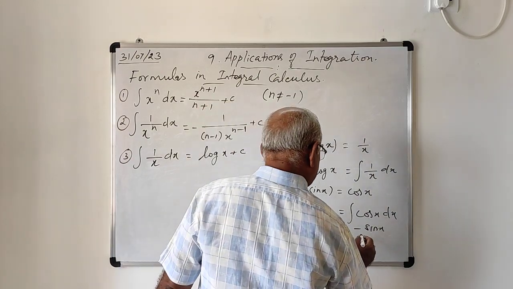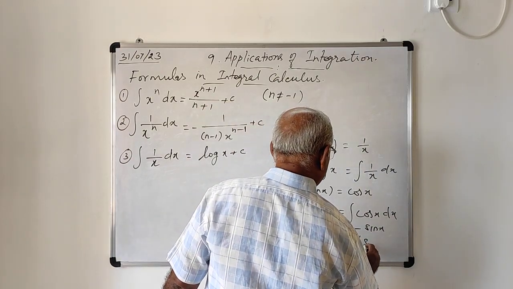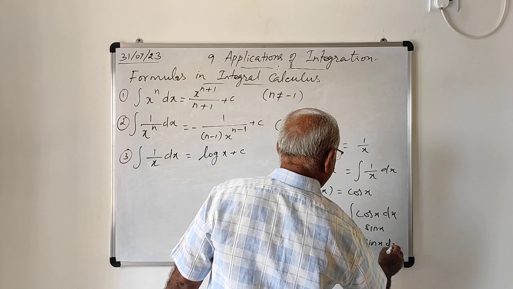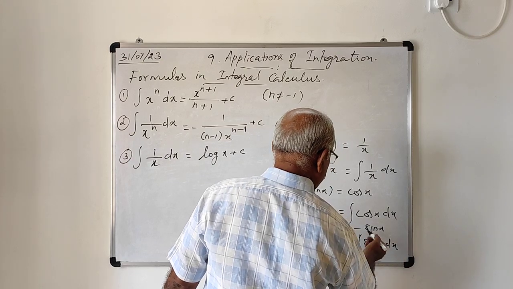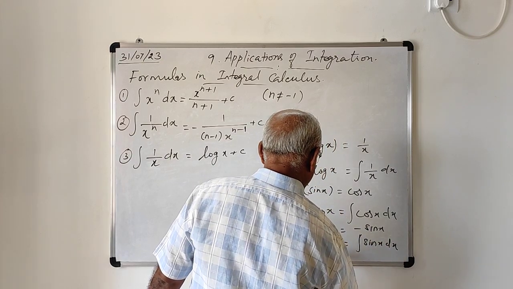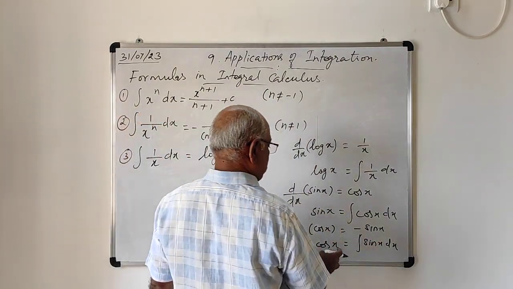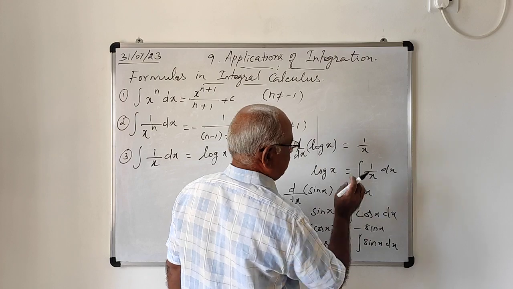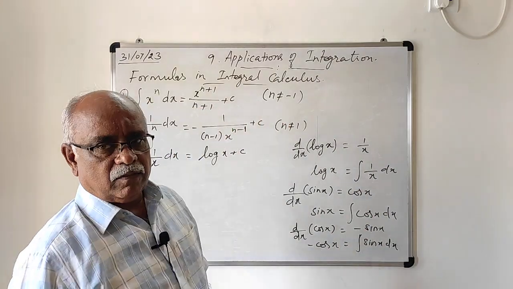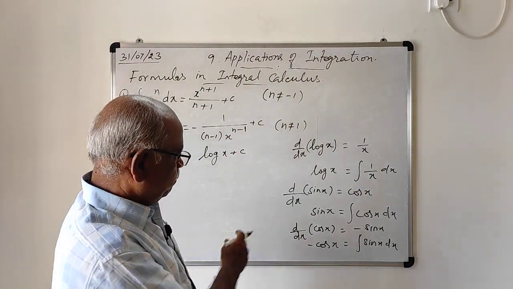Therefore, integral of sin x is, you bring this minus sign this side, that is minus cos x plus c. Integral sin x is minus cos x plus c because derivative of cos x is minus sin x. Therefore, integral of sin x is minus cos x. Reverse idea.